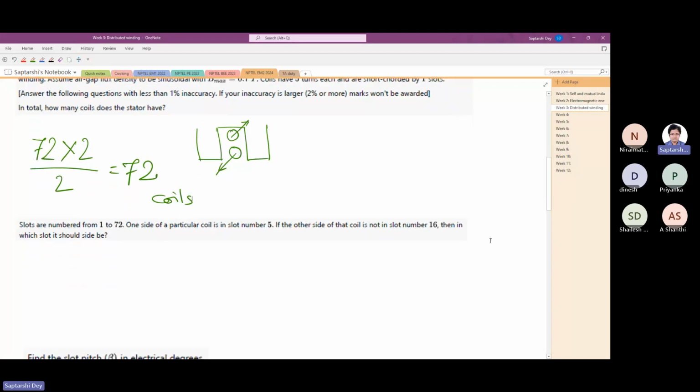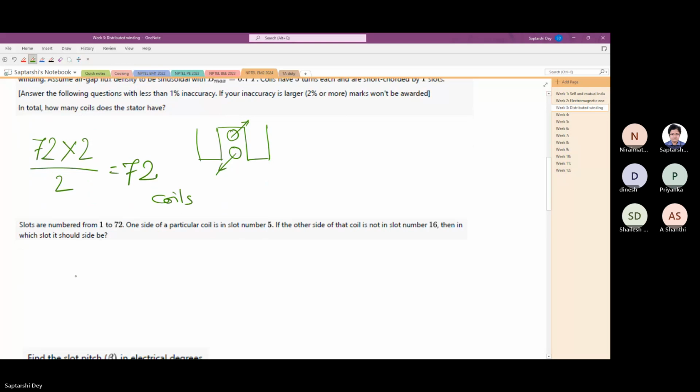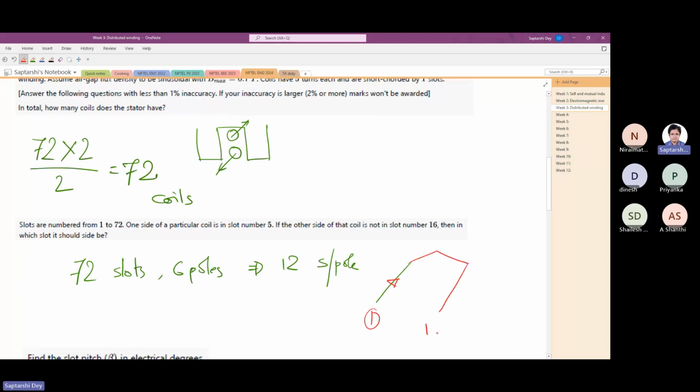Okay. So going ahead, slots are numbered from 1 to 72. One side of a particular coil is in slot number 5. If the other side of that coil is not in slot number 16, then in which slot should it be? Okay. So 72 slots and 6 poles, that means 12 slots per pole, right? So if there are 12 slots per pole, then if I have one side of a coil in slot number 1, say the go side, it should come back at the 12th slot.